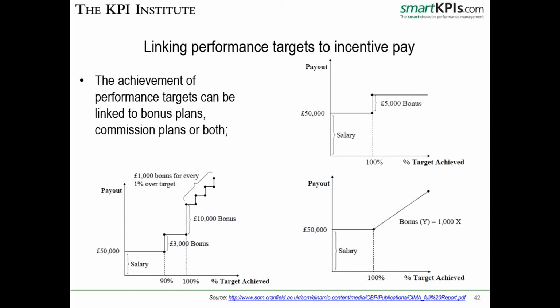So in this example, for reaching 90% of the target, you can get a 3,000 pounds bonus. If you reach 100%, you'll get a 10,000 pounds bonus. And if you achieve or overachieve the target, you'll go over the target. For each additional percent, you'll get a 1,000 pounds bonus. This can be one of the schemes that can be applied in terms of linking performance to incentive pay. Another one is the linear approach, in which for each percentage of the target that was achieved or overachieved, you'll get a certain amount of money.